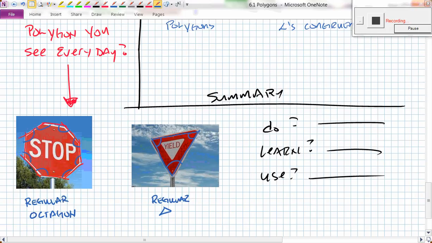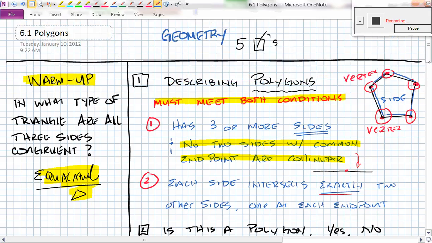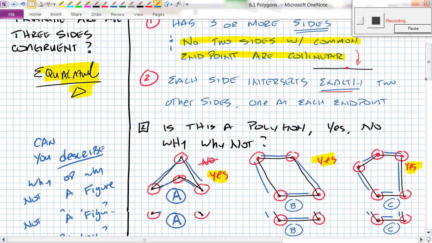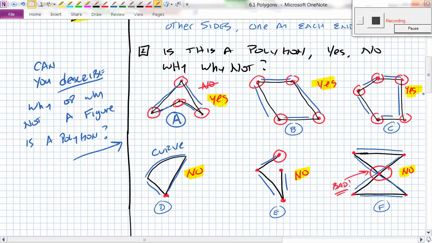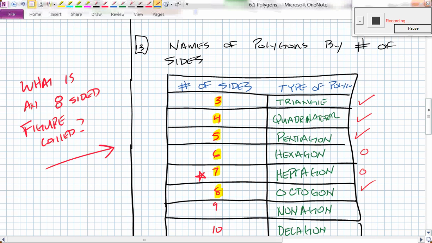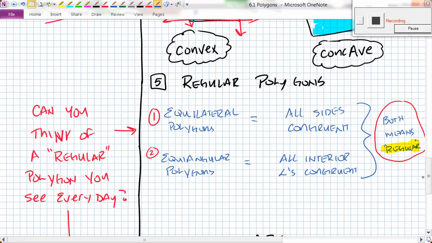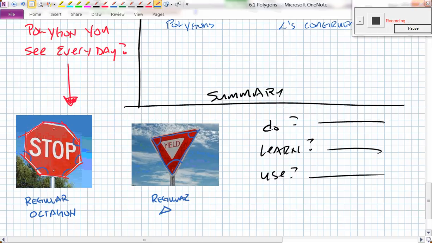All right, we did a whole lot today. We started off by talking about polygons, describing the two things that have to happen. Then we took a look at some figures to see which ones are based on those two conditions. Then we had some fun talking about the names of polygons, memorizing a few of those. This idea of concave and a regular polygon. Two things have to happen. Okay, take a moment, write down your summary. Take 1 minute.